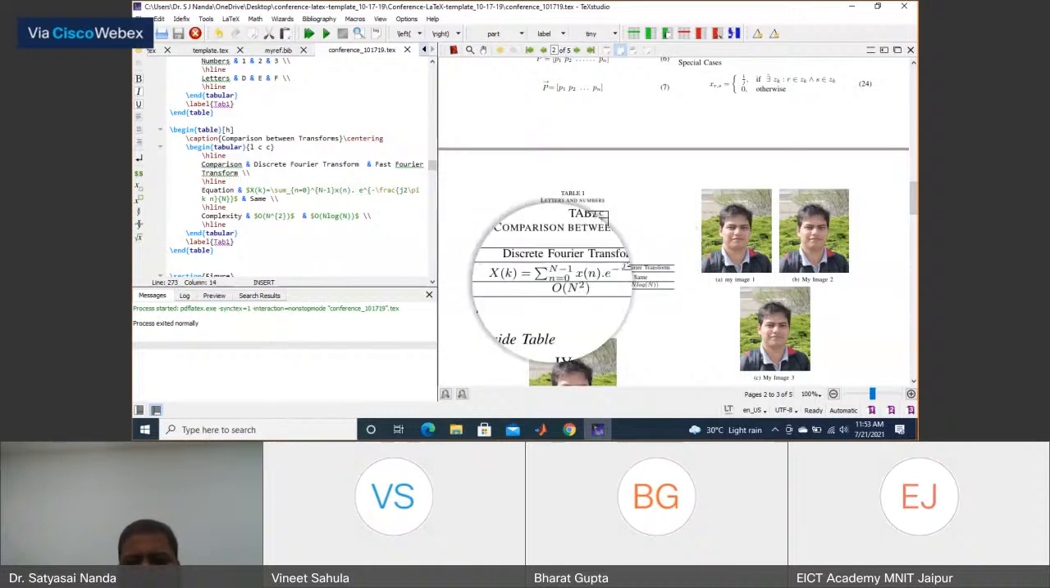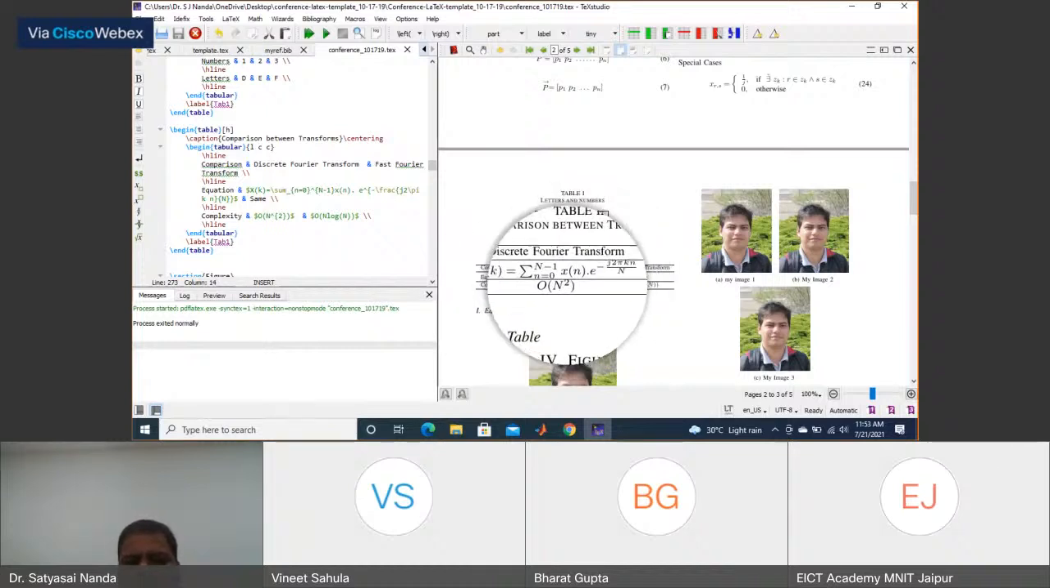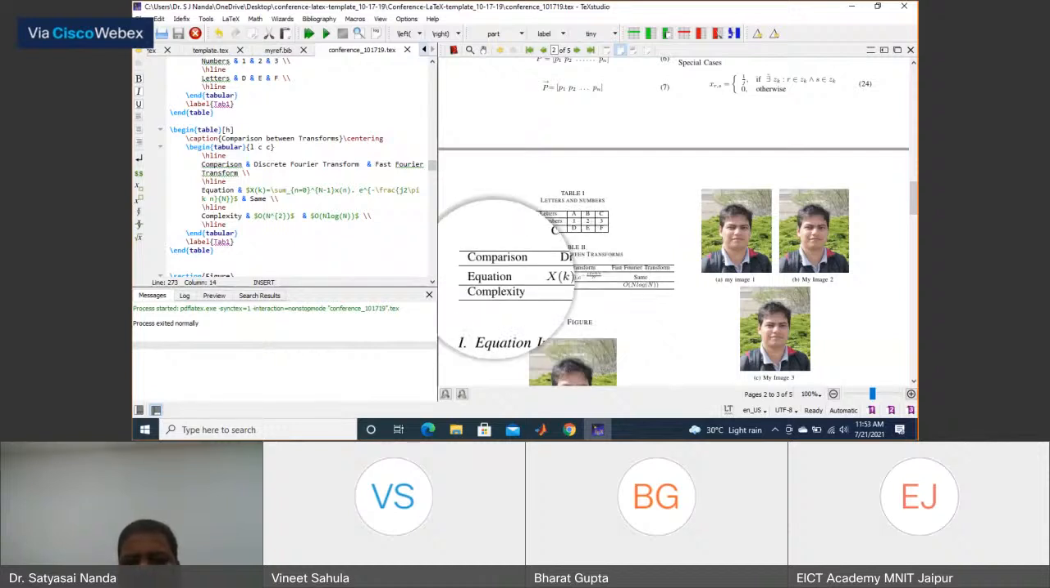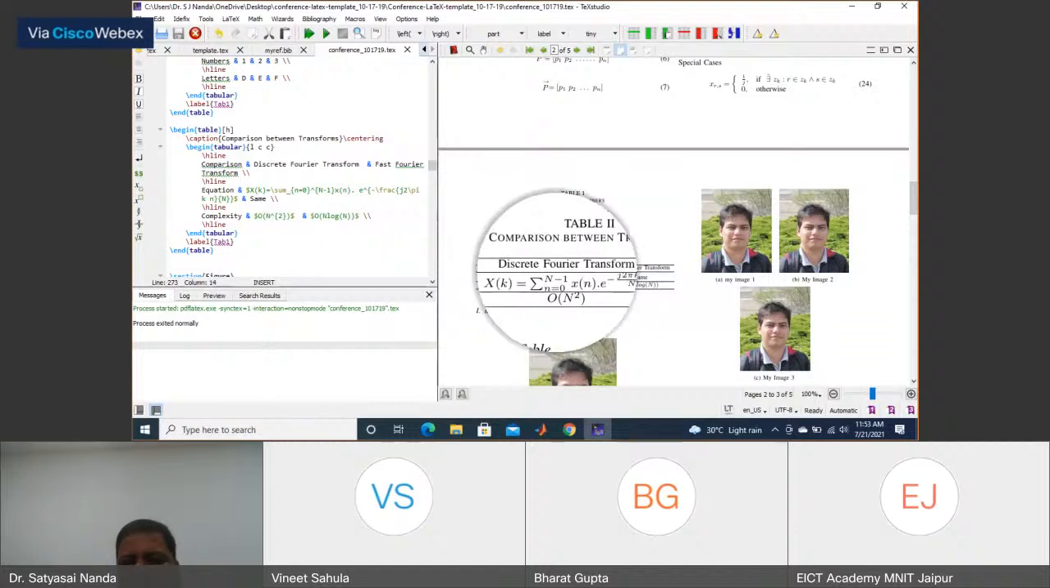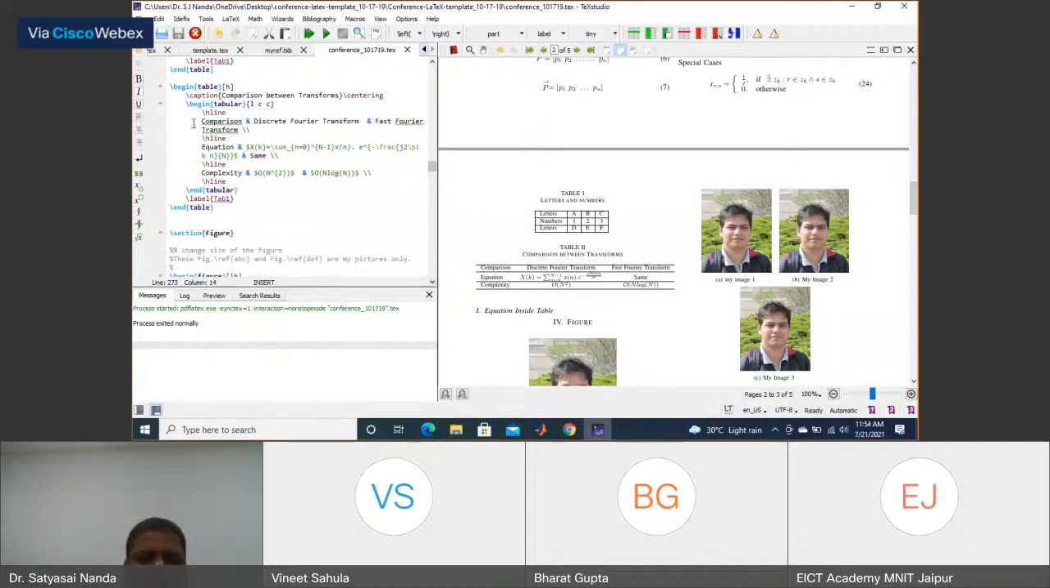So this is the equation. You can observe I have written it inside this particular table. This is the expression of DFT, which is written inside the table. That is the equation, and the computational complexity is O(n) square for discrete Fourier transform, and for fast Fourier transform O(n) log n. So that has been described over here. You can observe the complexity inside the table. I have taken 3 columns: L, C, C. The first one is left alignment, then the remaining 2 are in central alignment. So this is the comparison between discrete Fourier transform and fast Fourier transform.